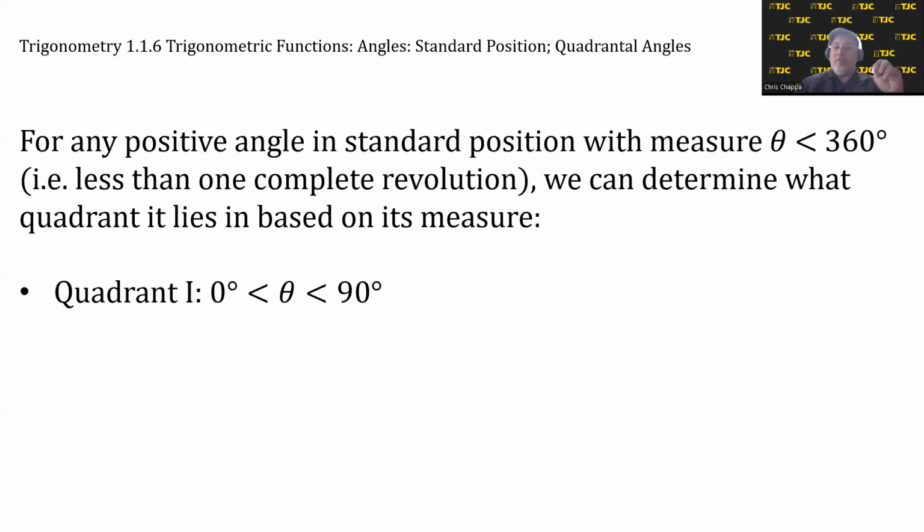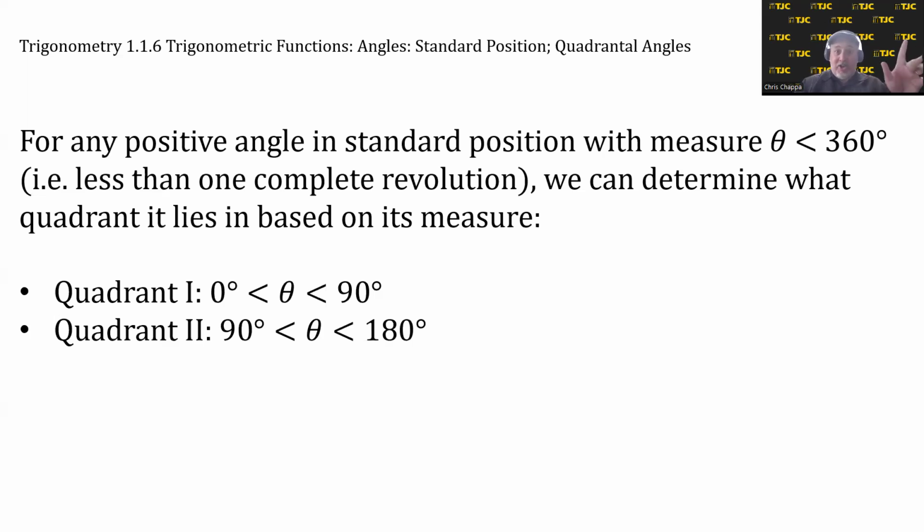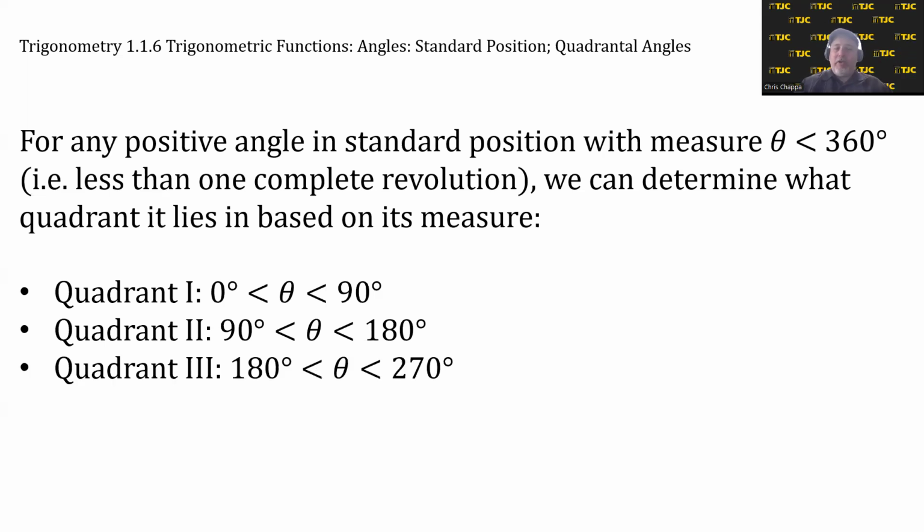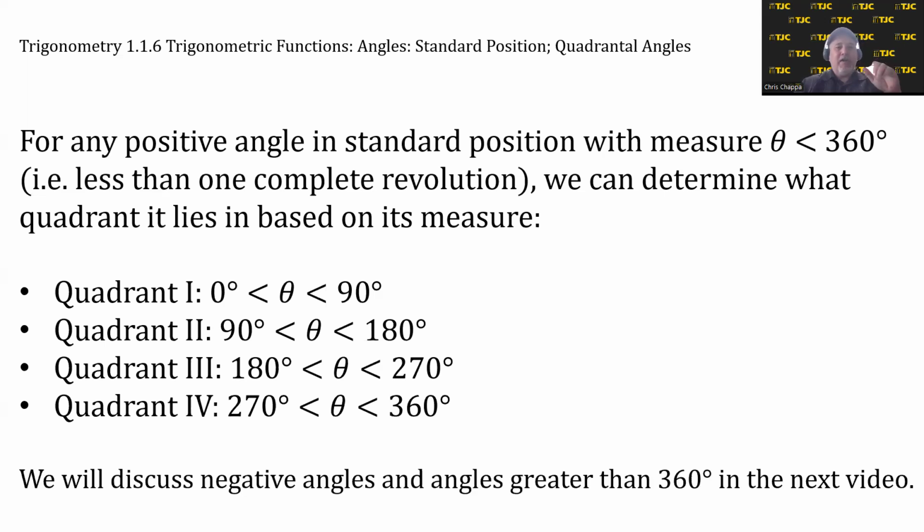Well, in quadrant 1, your angle is between 0 and 90 degrees. So you start a rotation, but you don't quite hit a right angle. And once you pass 90 degrees, you go into quadrant 2 until you hit 180, so the next 90. And then once you pass 180, you're in quadrant 3 until you get to the next multiple of 90, which is 270. And then once you pass 270 degrees, 3/4 of a rotation, you've ventured into quadrant 4. Remember, we're only talking about angles less than 360 right now. We'll discuss negative angles and angles greater than 360 degrees in the next video.